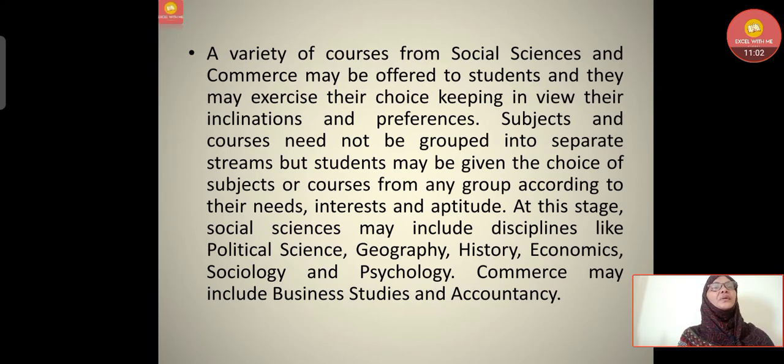A variety of courses from social sciences and commerce may be offered to students, and they may exercise their choice keeping in view their inclinations and preferences. Subjects and courses need not be grouped into separate streams, but students may be given the choice of subjects or courses from any group according to their needs, interests and aptitudes. Obviously, the choice should be given to the students to choose which subjects they want to learn in higher secondary stage. At this stage, social sciences may include disciplines like political science, geography, history, economics, sociology and psychology. Commerce may include business studies and accountancy.